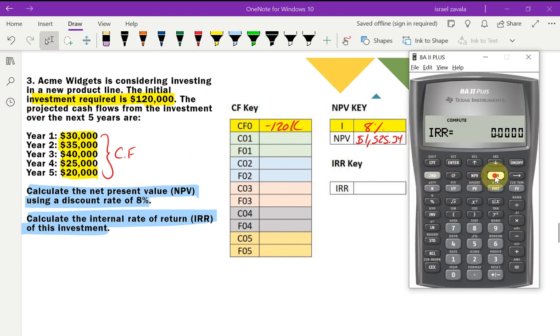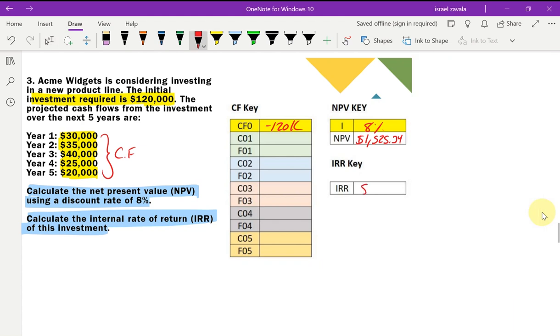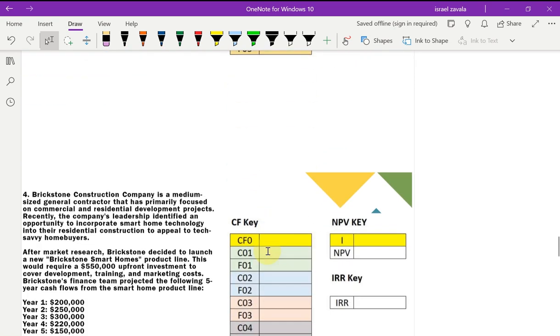Now let's go to internal rate of return. And all we're going to do is compute. So we have an internal rate of return of 8.51%. All right, guys, easy enough. Let's move on to the next problem.